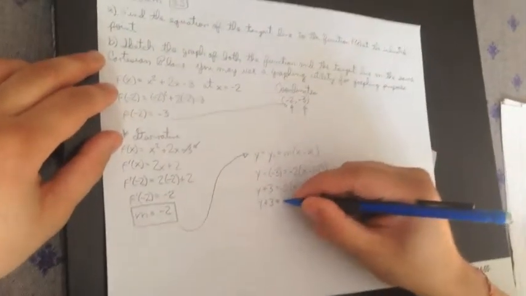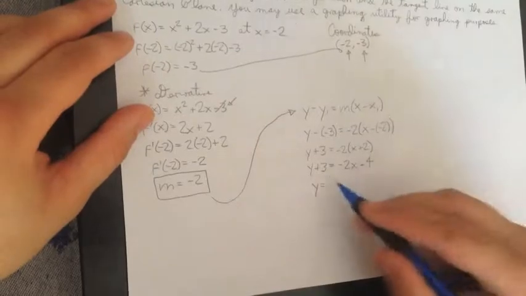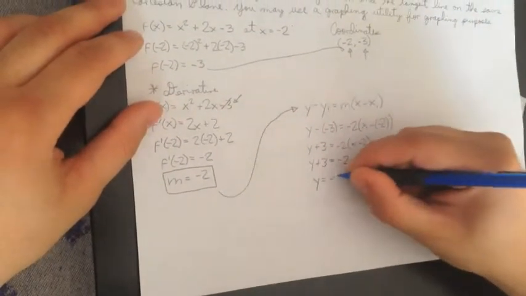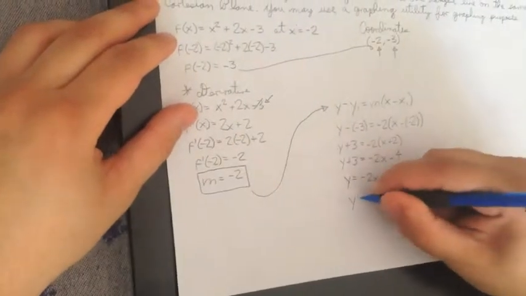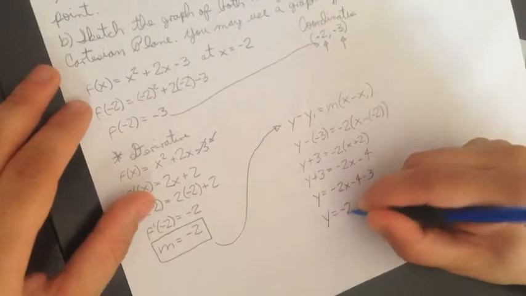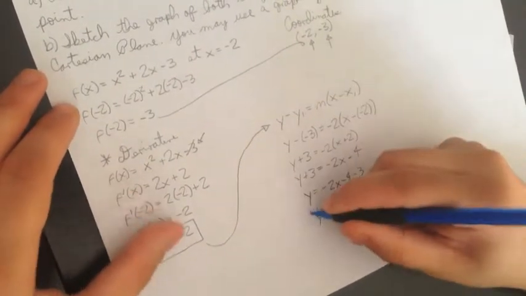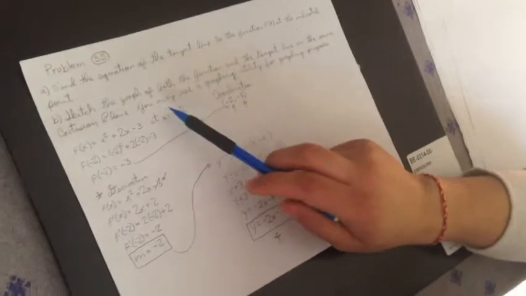You multiply here, 4, and now you isolate y completely. You pass the 3 to the other side, making it a negative. So here it is, negative and negative, it is negative 7. Here's your equation of the tangent line, right here.